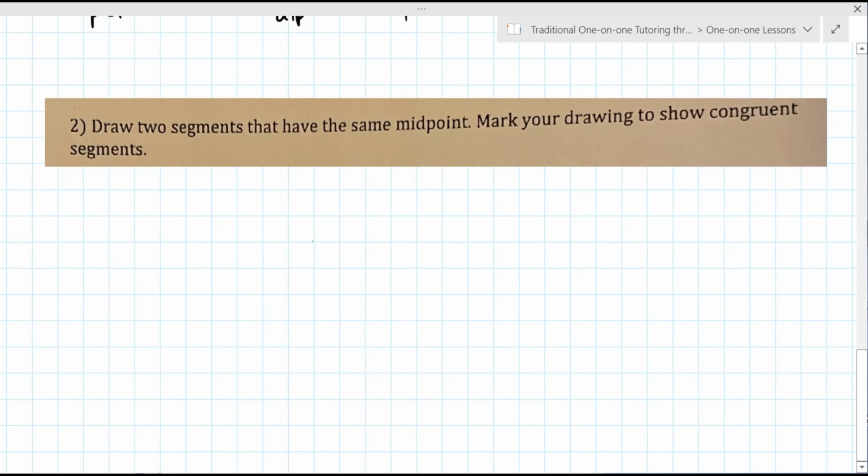Okay, so I actually do it like this. So here is a line segment. Okay, and I'll call that A and B. Where is the midpoint? At the middle. Right there. There's the midpoint. Now we have to draw another segment that has the same midpoint.